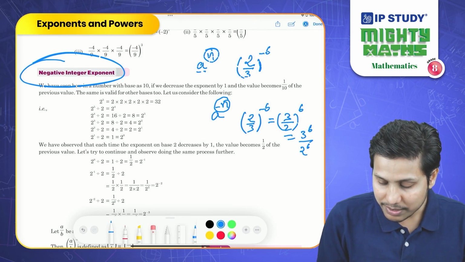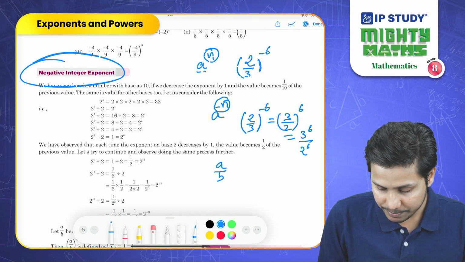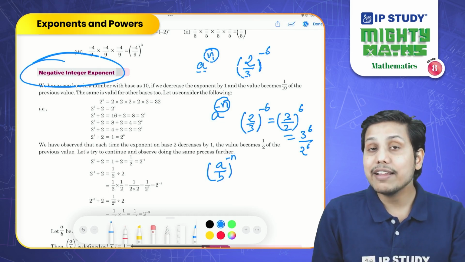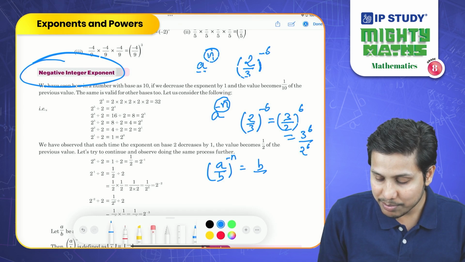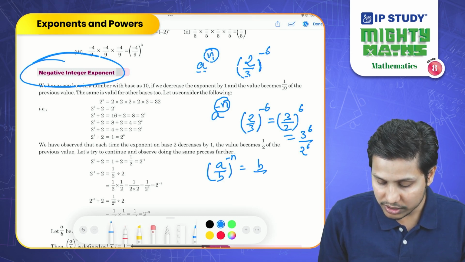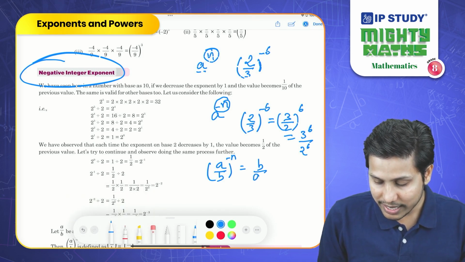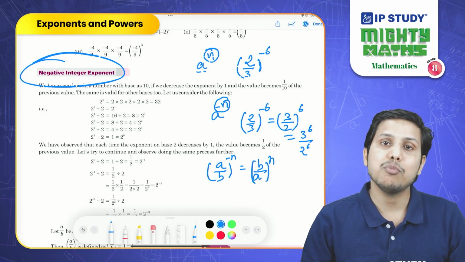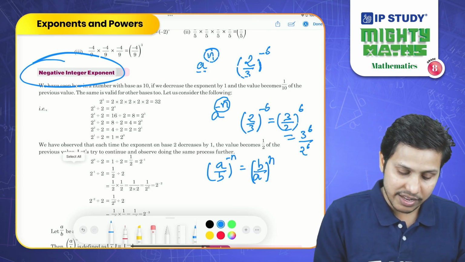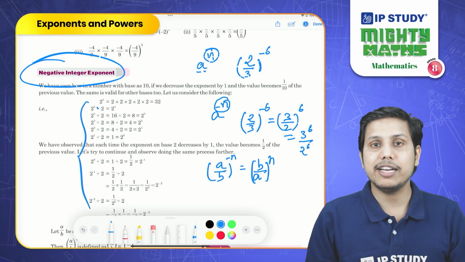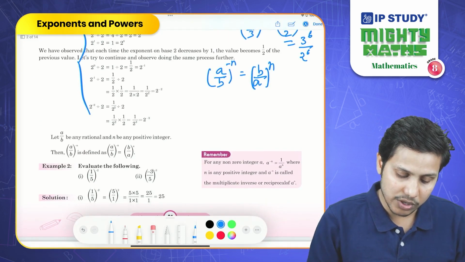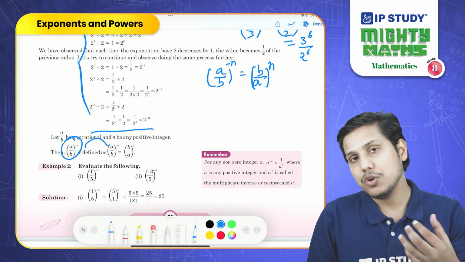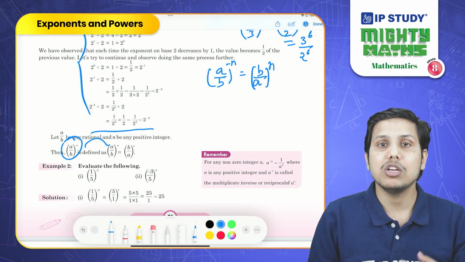So it means if there is a rational number in the form of p over q or a over b, and there is a negative exponent, then we take the reciprocal of the base to make the exponent positive. We can write the negative exponent as a positive exponent. Here is a derivation of how we reach this point, and why we should take the reciprocal of the base. You can go through it and understand how a negative exponent can be converted into a positive exponent by taking the reciprocal of the rational number.